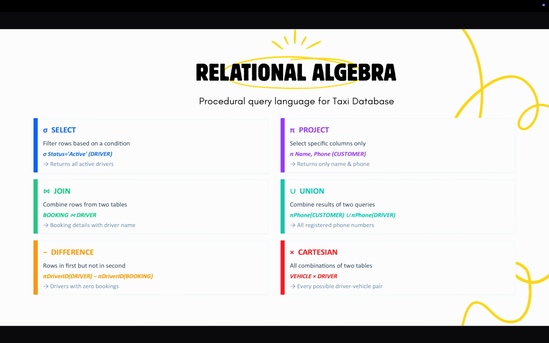Relational algebra operations are used to manipulate and retrieve data from relational tables. Selection filters rows based on conditions, while projection retrieves only required columns. Join operations combine data from multiple tables, which is commonly used in real-world applications. Union combines results from different relations. Difference identifies unmatched records, and Cartesian product generates all possible combinations between the two tables.